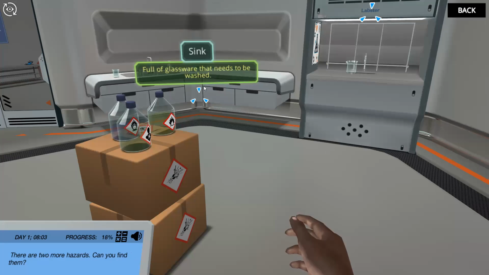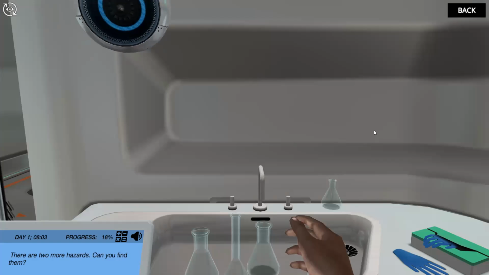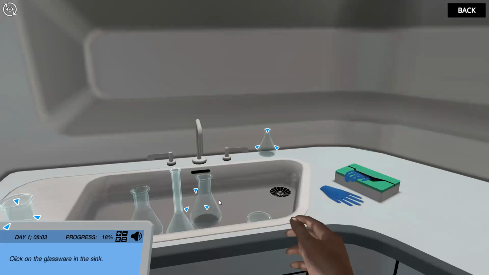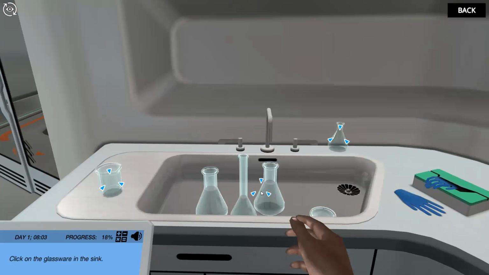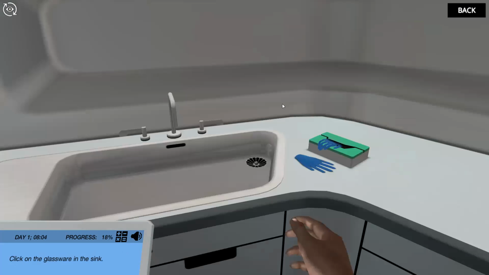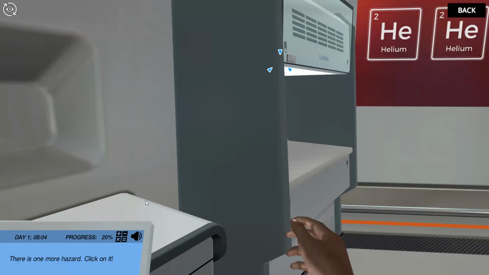There are 2 more hazards. Can you find them? Yes, this. A sink full of dirty glassware isn't a nice surprise. Make sure you always clean, dry, and put away the equipment after every experiment. Let's remove the glassware. Okay. Beautiful, clean and tidy. There is 1 more hazard. Click on it.